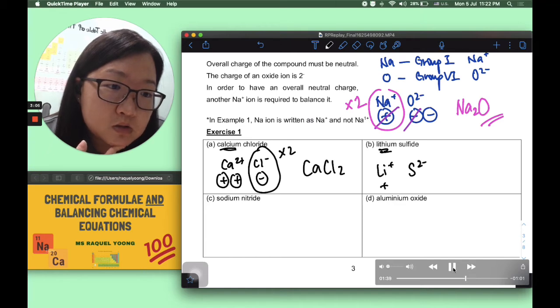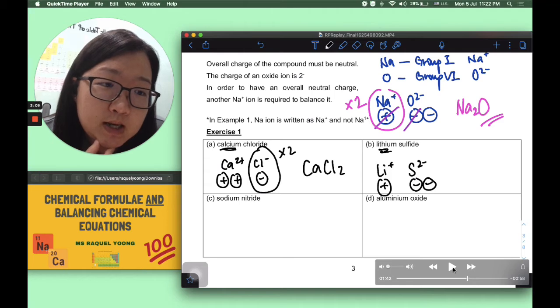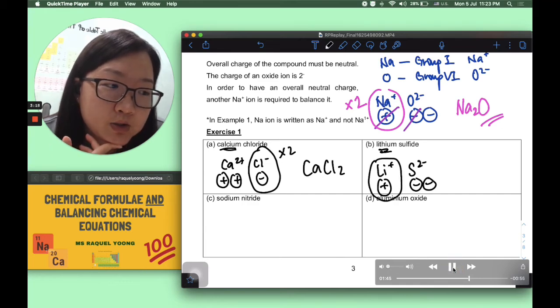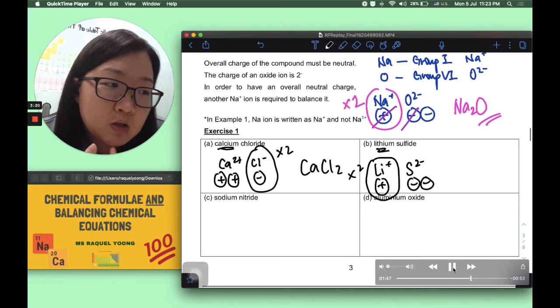Okay. So similarly now, you see the cation gives me 1 positive charge, the anion gives me 2 negative charges at the moment. So it's not balanced yet. I need to have 2 units of my cation. So times 2. So therefore, my chemical formula is Li2S.